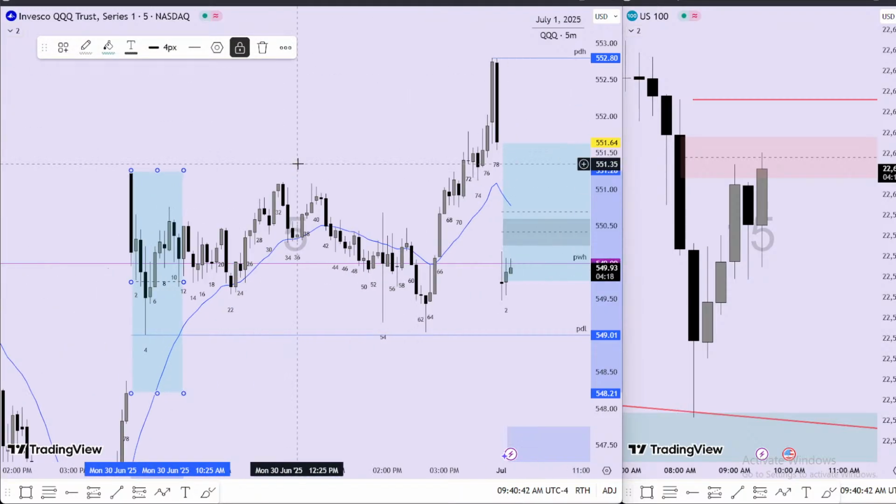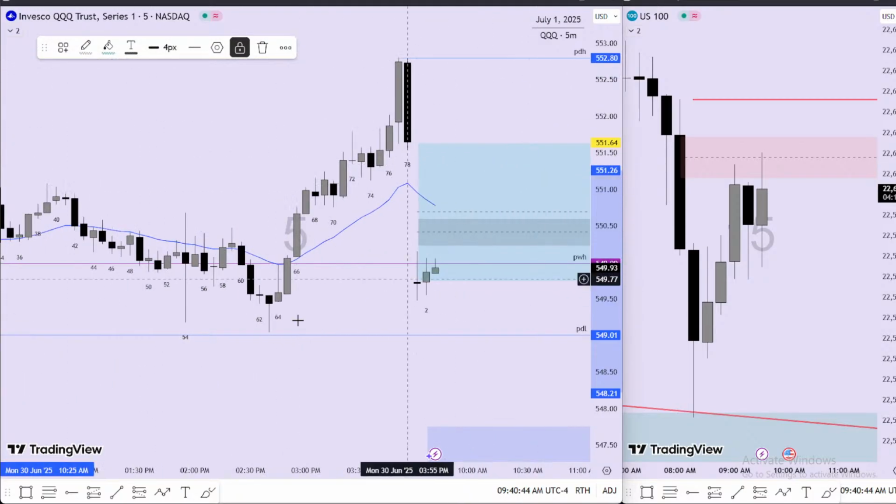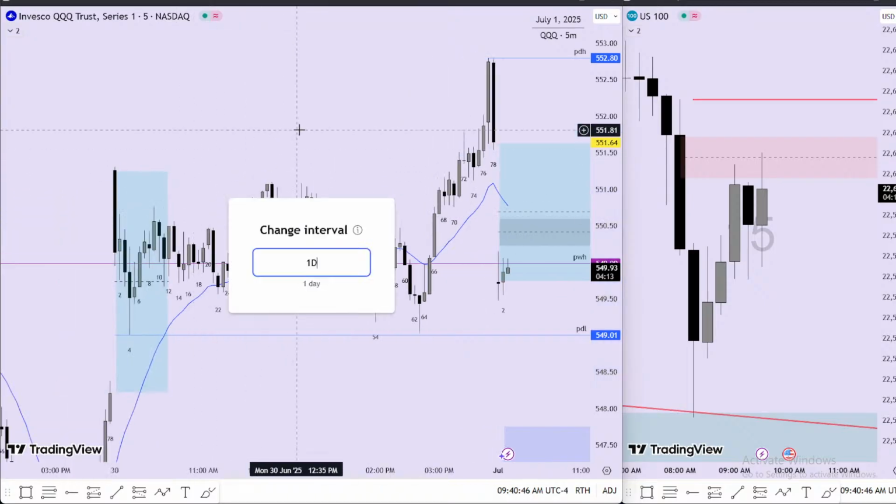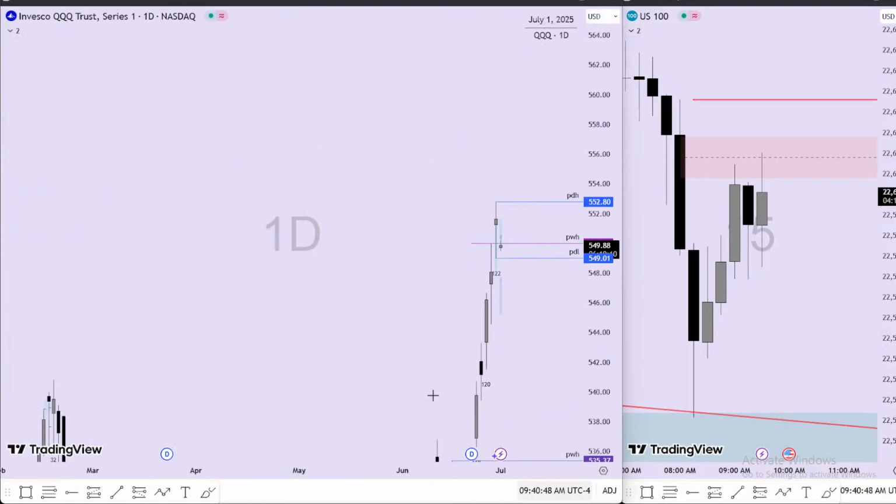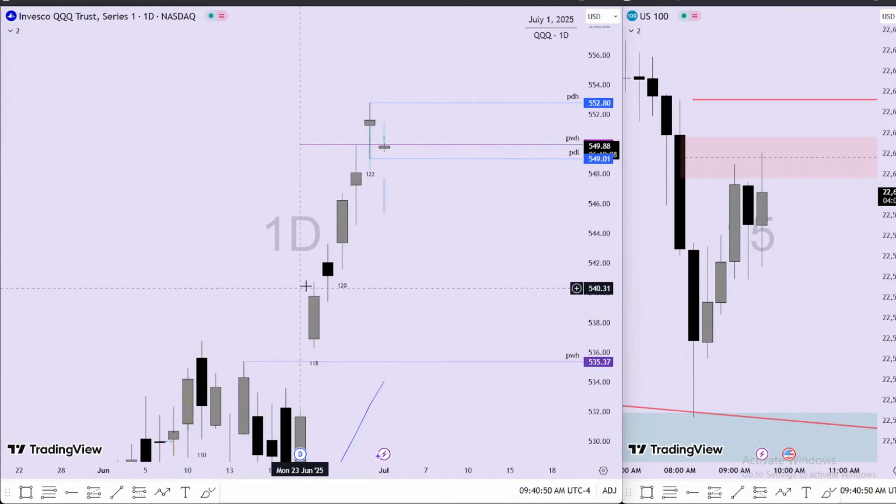It's common for the uptrends to become like this. You can see on the daily time frame, the candles are getting weaker and smaller, smaller and weaker.